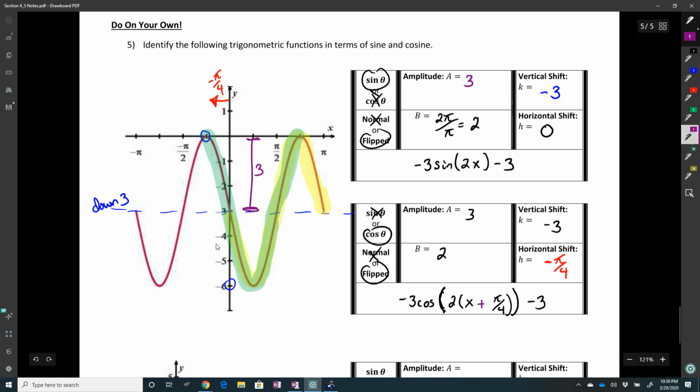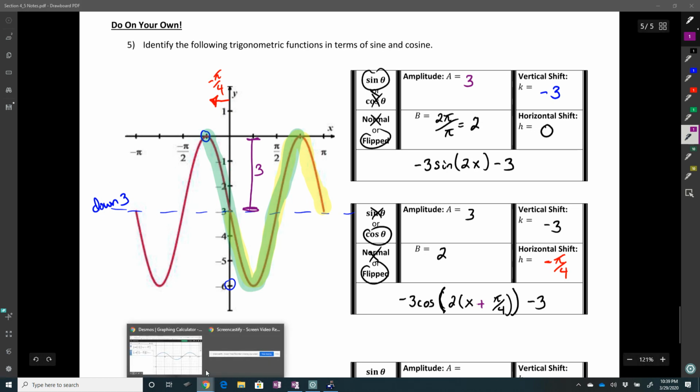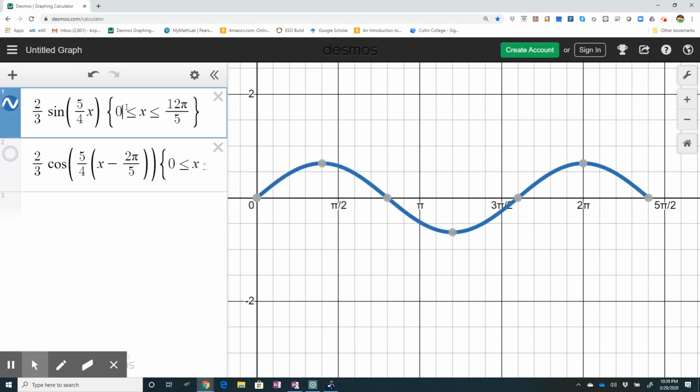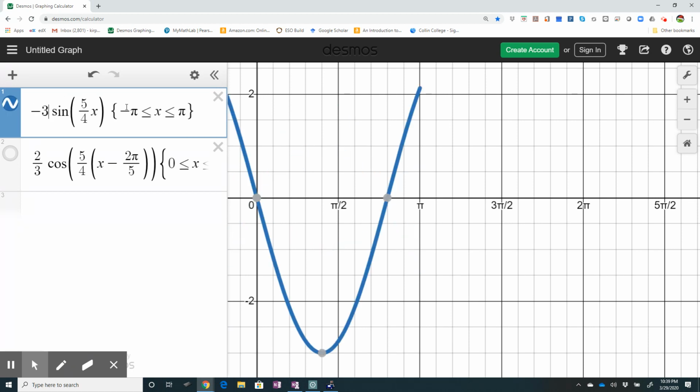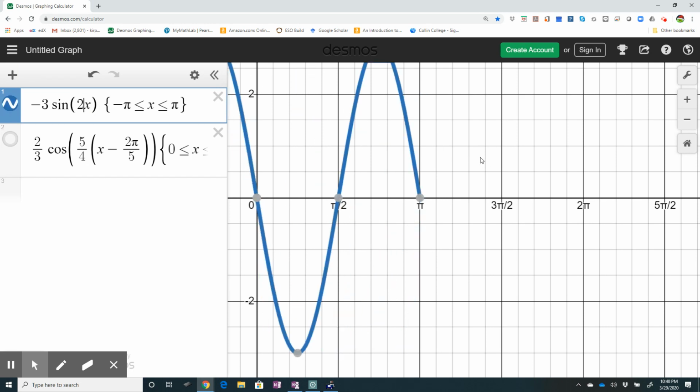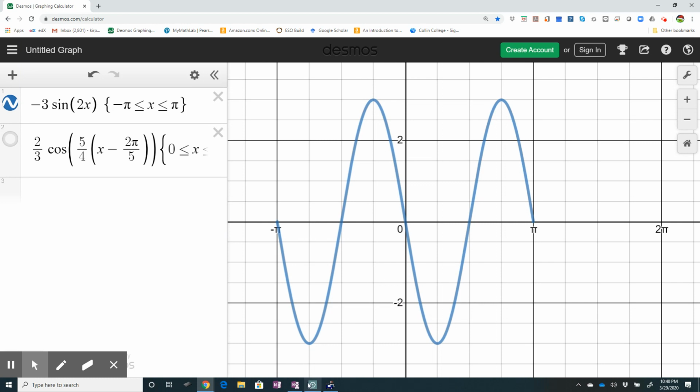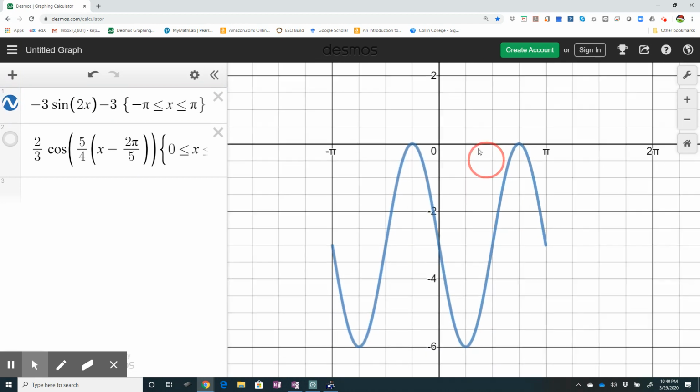All right, so let's graph this. This is from negative pi to pi, so decimals should agree with me. So negative pi, 3 sine of 2x. It was 2x, right? Yeah, minus 3. There you go. And so that was our graph.